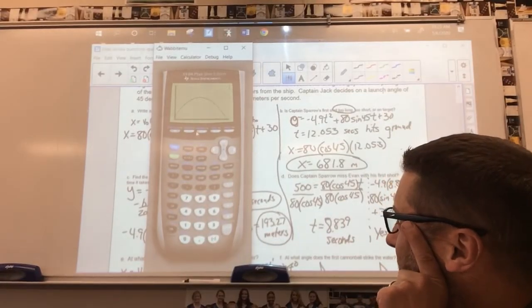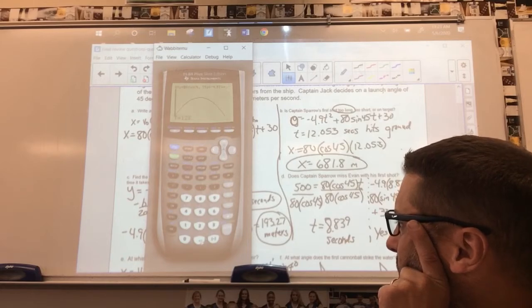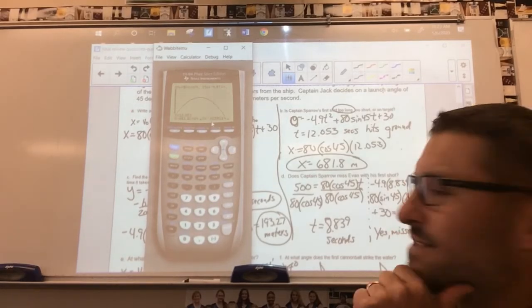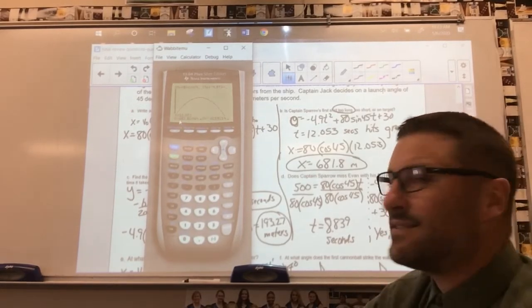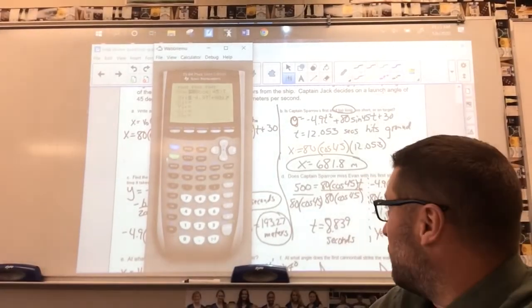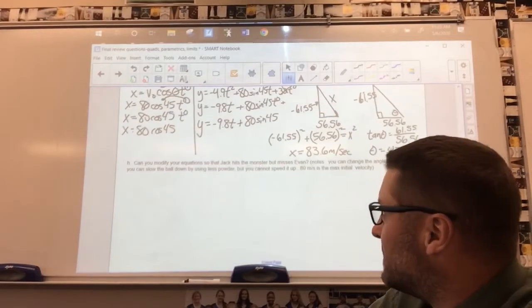So there it is. And now I'm going to trace 12.053. And I can see that it barely, basically, is on the water. And he's at 681.82.